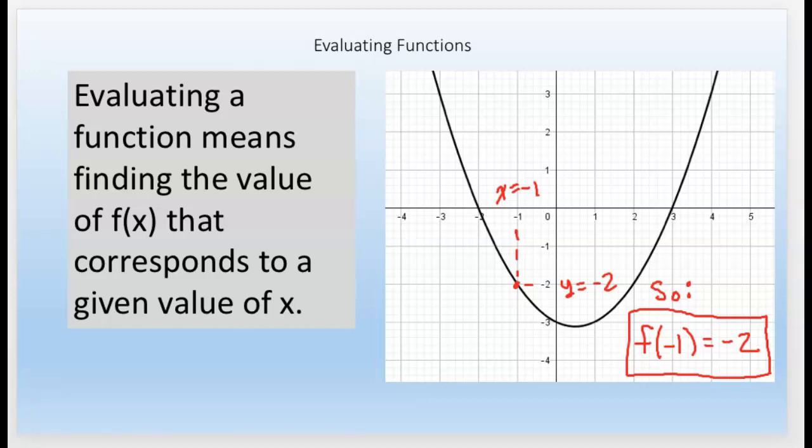Well, guys, evaluating a function means to find the value of f of x that corresponds to some given value of x. In this instance right here, it's f of -1. So find where x is -1, come down to where the curve is, and find what the y value is there. That's the value of the function. The value of the function is the y value at some given value of x.